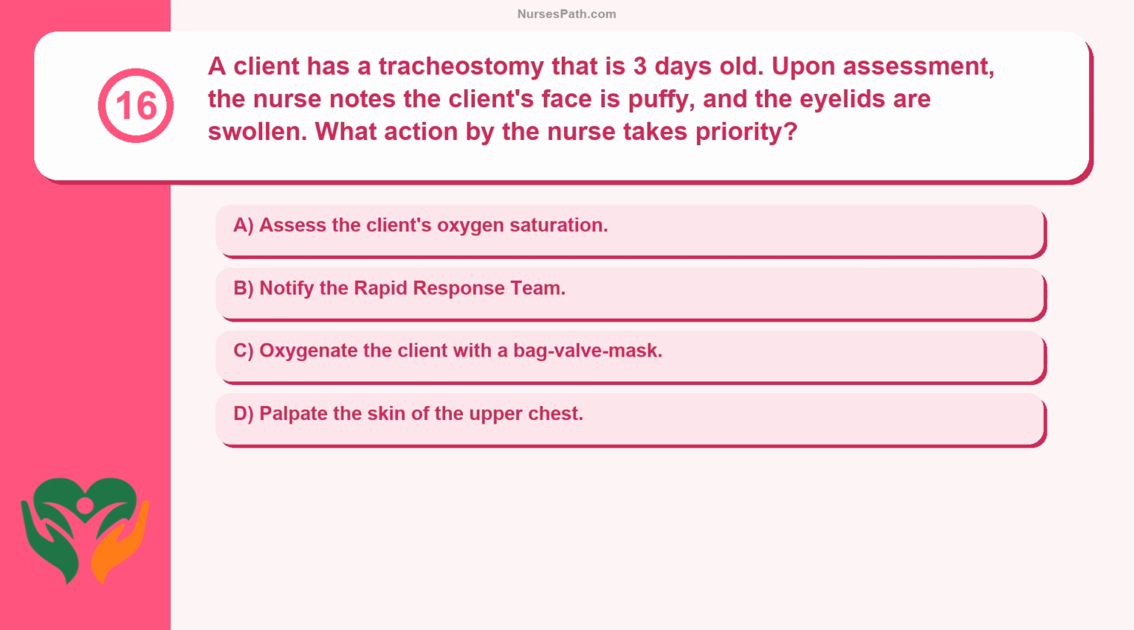Question 16. A client has a tracheostomy that is 3 days old. Upon assessment, the nurse notes the client's face is puffy, and the eyelids are swollen. What action by the nurse takes priority? A. Assess the client's oxygen saturation. B. Notify the rapid response team. C. Oxygenate the client with a bag valve mask. D. Palpate the skin of the upper chest.